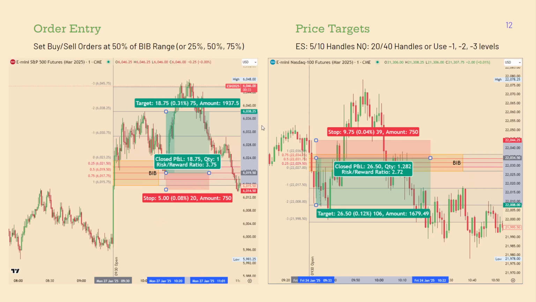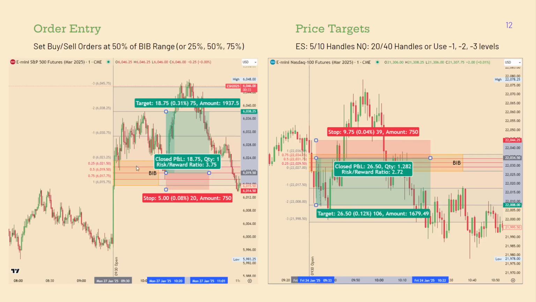We should talk about our order entry now. You will set your buy or sell orders at 50% of the BIB range. I think as you trade this technique more frequently, you can become comfortable putting orders at the 25% level or the 50% level or the 75% level.